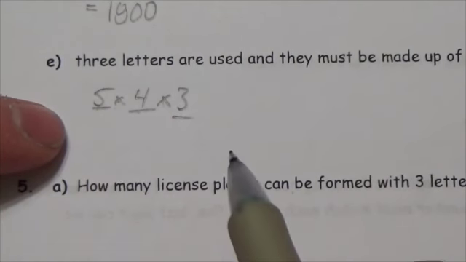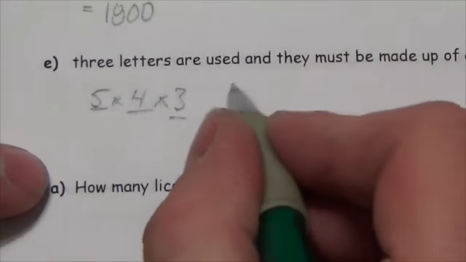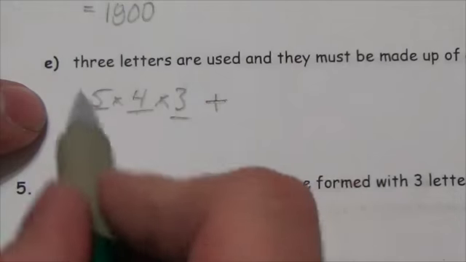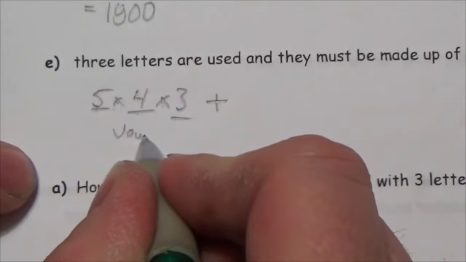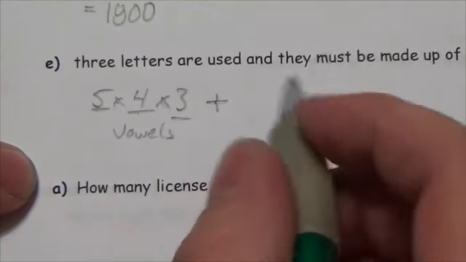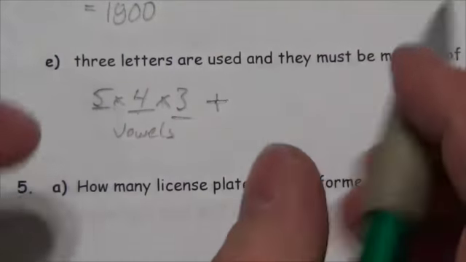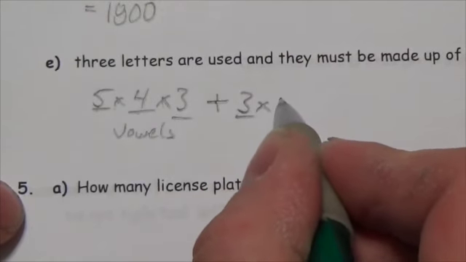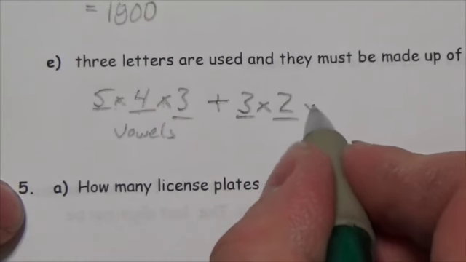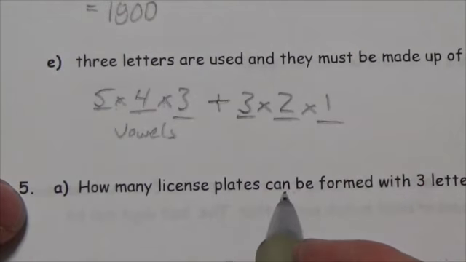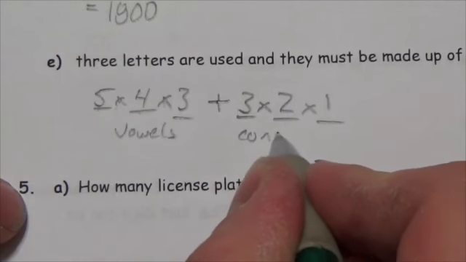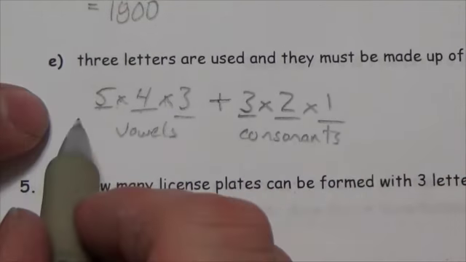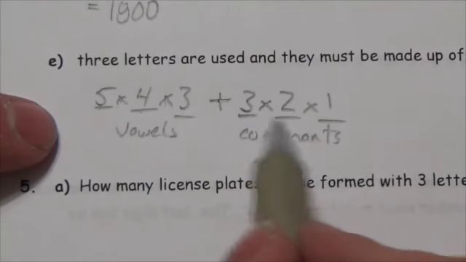Multiplication always implies the word and, or suggests an addition here. So we could do it with vowels, or we could do it with consonants. And there were only 3 consonants, so I've got 3 choices for the first one, then 2 choices left over, and then only 1 choice left over. Okay? So here's our consonants. Vowels or consonants.